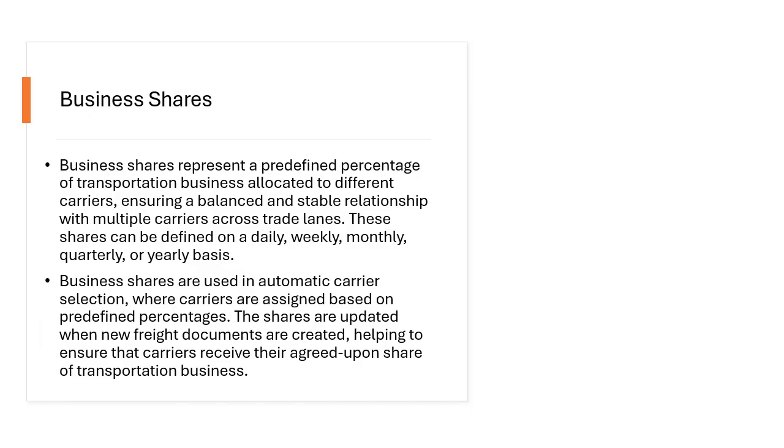And next is business share. This represents the predefined distribution of freight among multiple carriers for specific trade lanes. By establishing trade share, organizations can ensure that their preferred carrier receives a consistent portion of their business, which helps in stable relationships and collaboration. So this structured approach is very important during peak demand periods, when relying on a single carrier will not suffice.